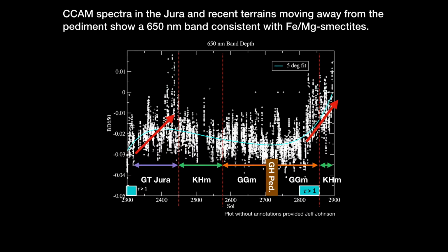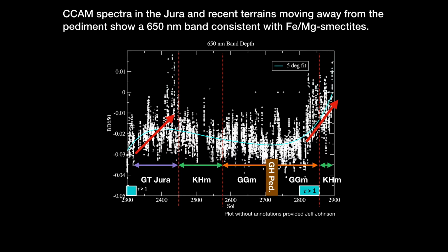ChemCam has detected the 650 nanometer absorption that's consistent with iron magnesium smectites, both within the Glen Torridon Jura and in more recent terrains moving away from the Greenheugh pediment. This plot here has sols, or Martian days, on the x-axis and the 650 nanometer band depth on the y-axis.